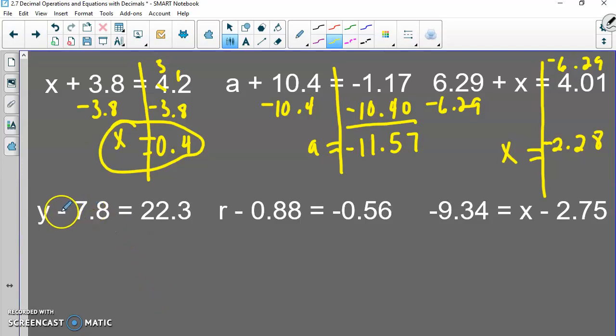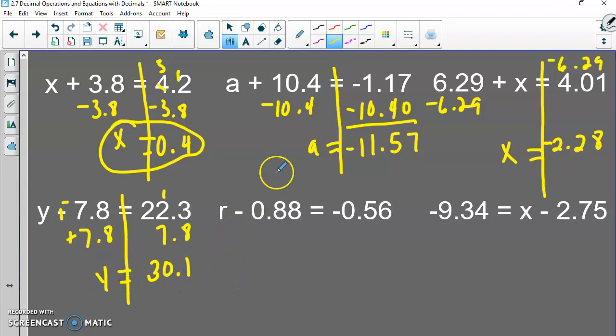Okay, let's look at this one. That's actually negative 7.8, so I'm going to add 7.8. Put our line there, 7.8. I get 11, carry the 1. That's 10, carry the 1. And bring down the decimal. y equals 30.1.